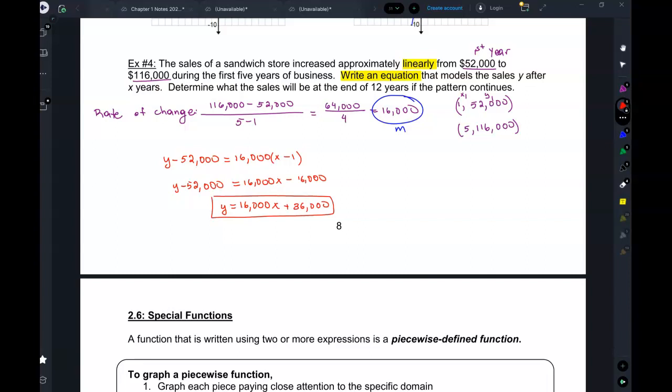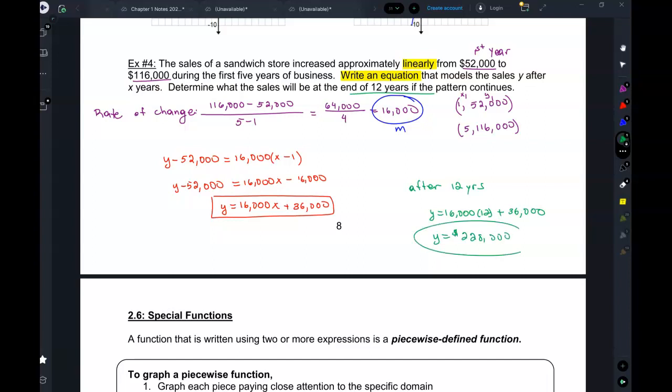But it's asking about 12 years. There are two things it's asking us. First, writing an equation, which we just did. And then at the end of the 12 years, so after 12 years, y is going to be 16,000 times 12 plus 36,000, which is a lot of money. It's $228,000.